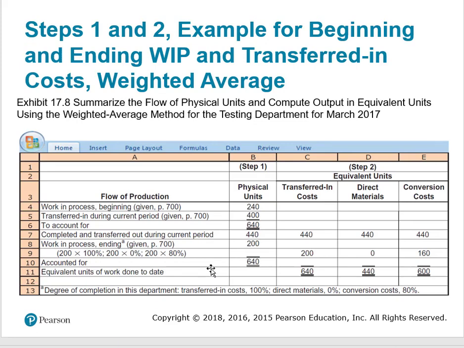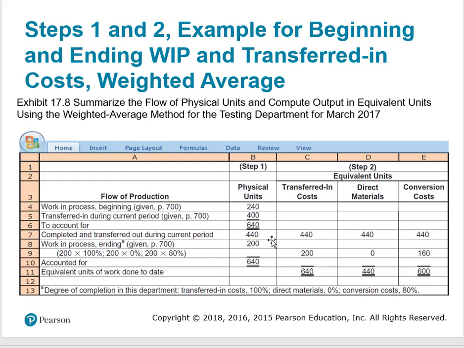So let's see what we've got here. We've got physical units, and what we've got for equivalent units now is a new column for transferred in costs. All right, so transferred in costs then are direct materials and conversion. And we start out with 240 beginning work in process units. The units transferred in this period are 400. All right, so this is different. Instead of started, it's transferred in. And then we've got 640 units to account for.